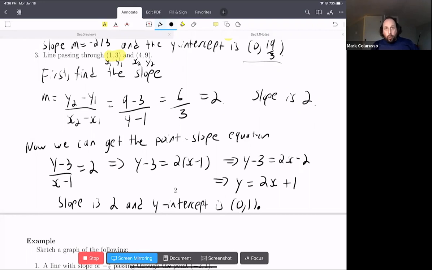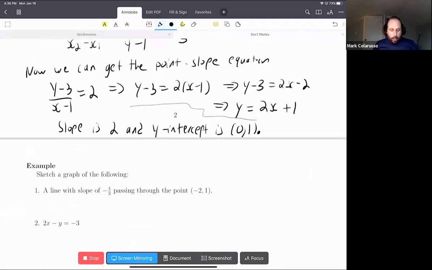Okay, so that one's a little more involved because you start off with 2 points. You have to find the slope. And once you find the slope, to get the intercept, you have to find the point slope form. But we found the point slope form and then used it immediately, or did some computations immediately to get to the intercept form by solving for y. So that I think is the best thing to do.